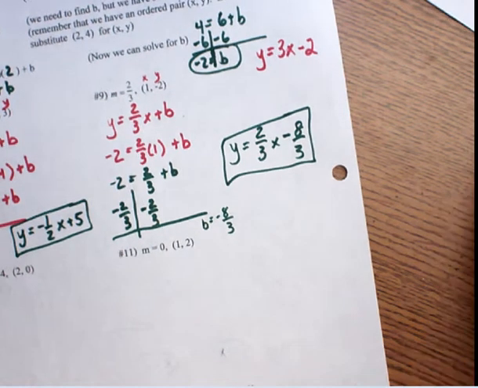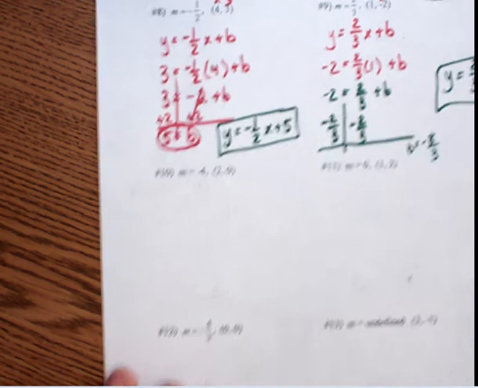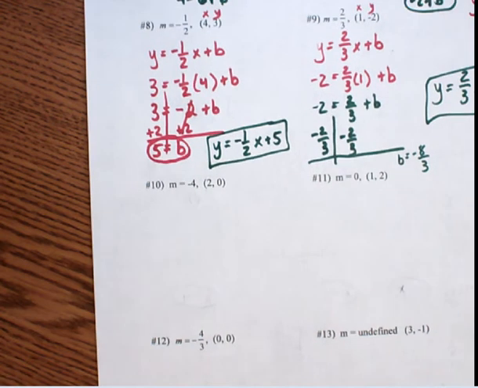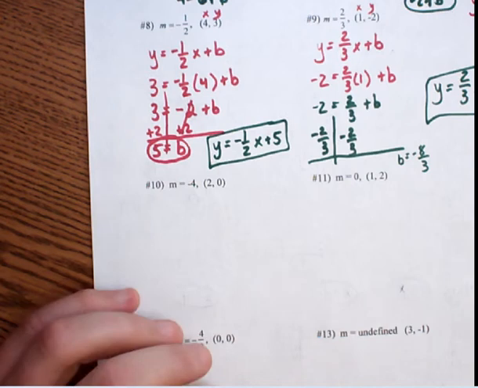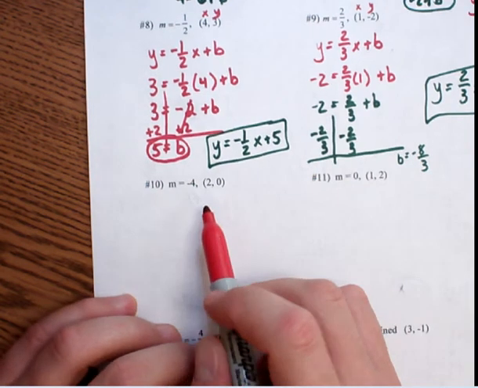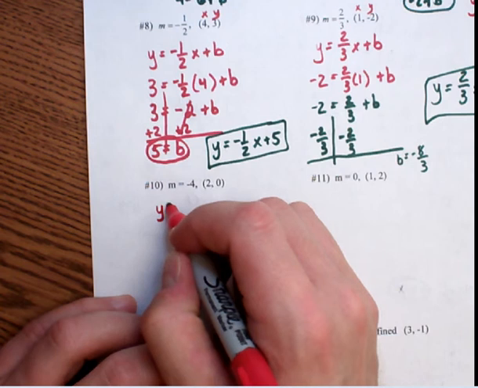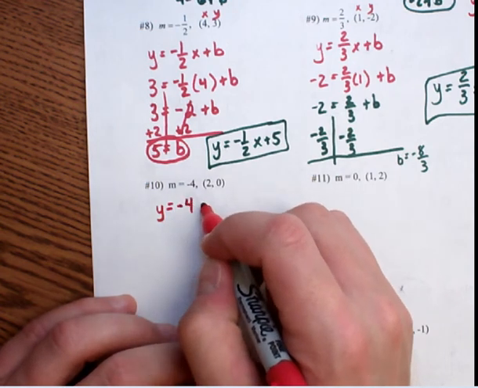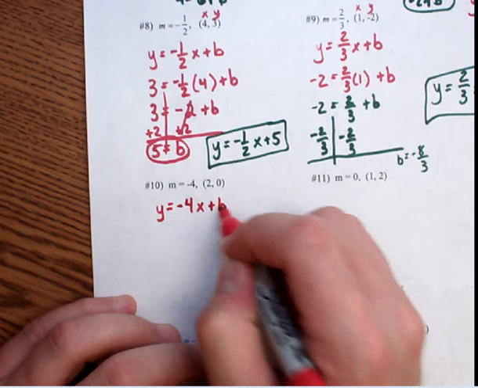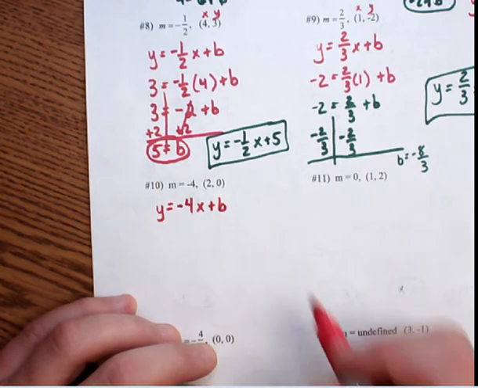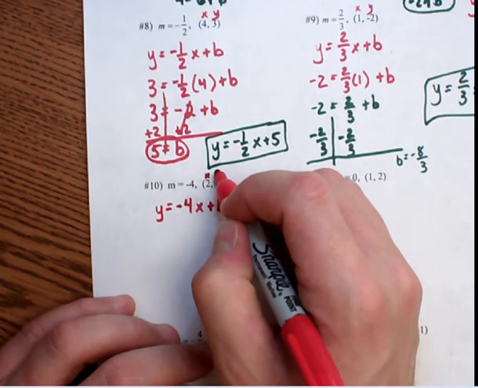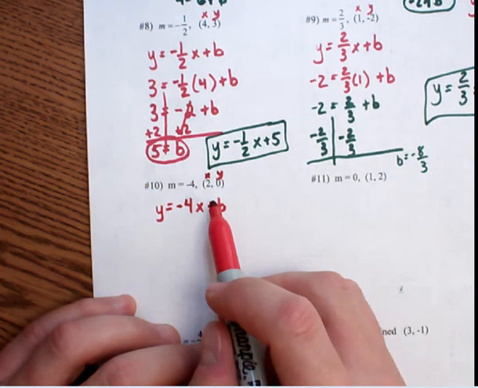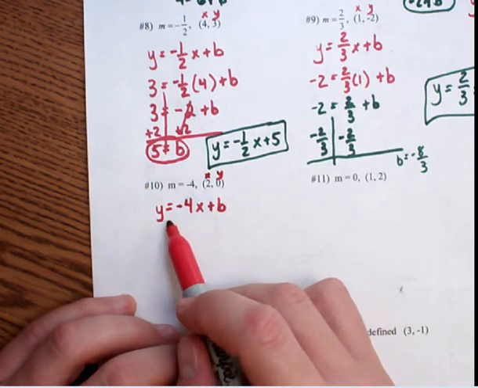Okay, so let's move on to the 4 problems at the bottom here. Number 10, they tell us the slope is negative 4, and they give us the point (2, 0). So let's start with what we know. y equals mx plus b. m is negative 4 times x plus b. x is 2, y is 0. That's an ordered pair. That has to make this equation true.